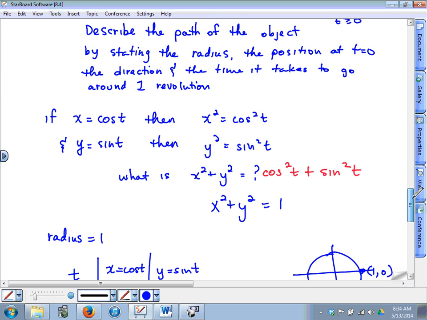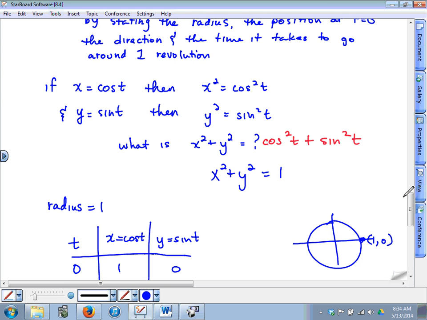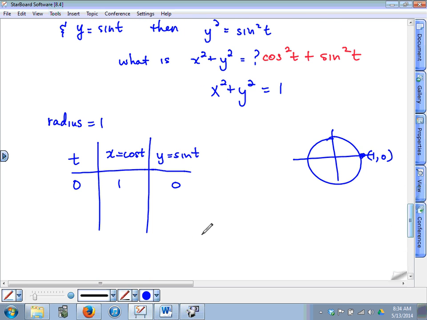What's the position when t equals 0? What's the position of our object? Let's answer that question. The position at t equals 0 is 1 comma 0. That's where that object is on the coordinate plane.